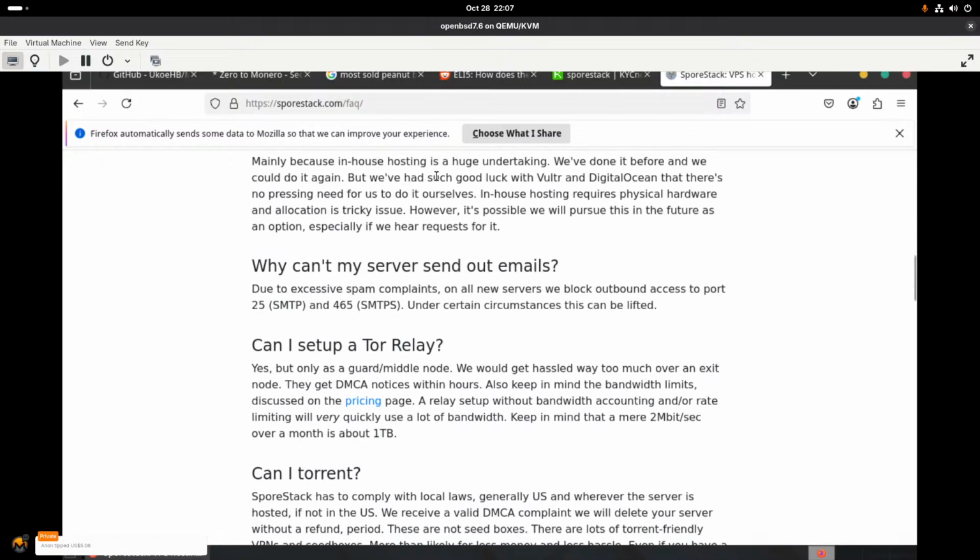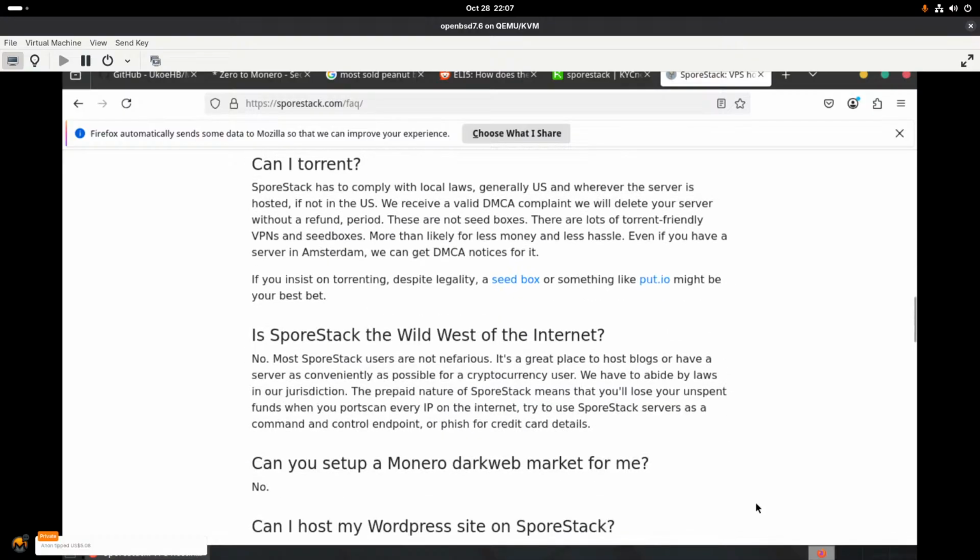Well, I can't see my server email. Can I set up a relay? Yes, but only a guard and middle relay. We know we would get hassled way too much over exit nodes. They get DMCA notices within hours. Is SporeStack the Wild West of the internet? No.